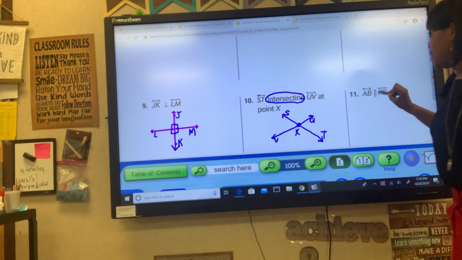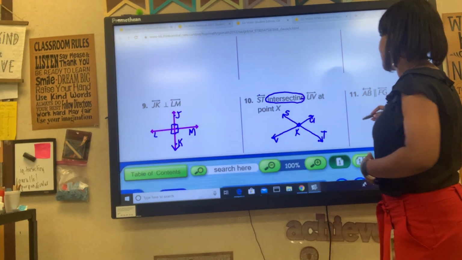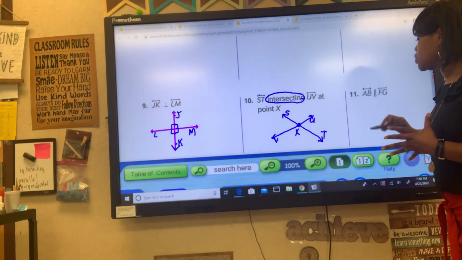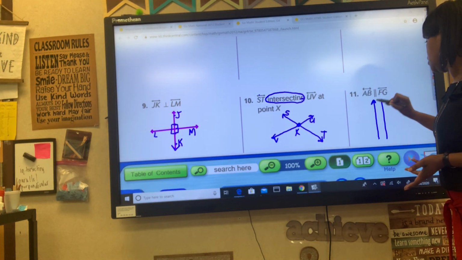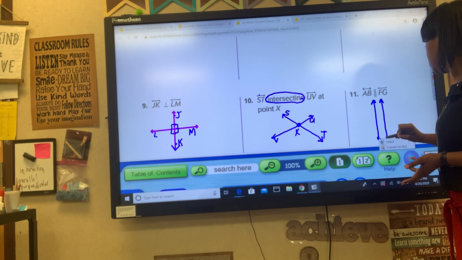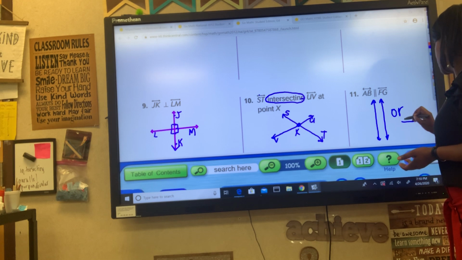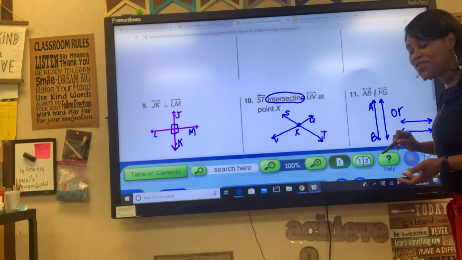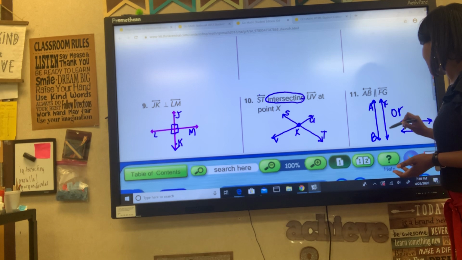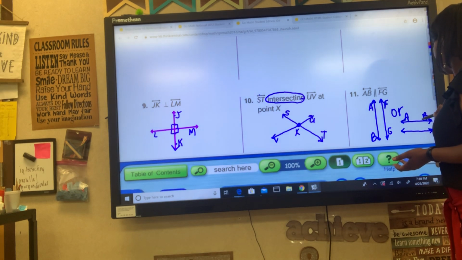Number 11, I bet by now you can draw parallel lines. I'm sure you can. Parallel lines are parallels. And we can do it this way if we like to, because it's our business. These are arrows. Or we can make them go across this way if we want to. AB. I think you got it. And FG. I got AB. I got FG.